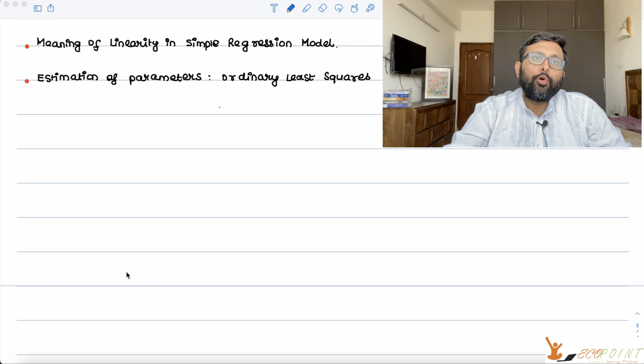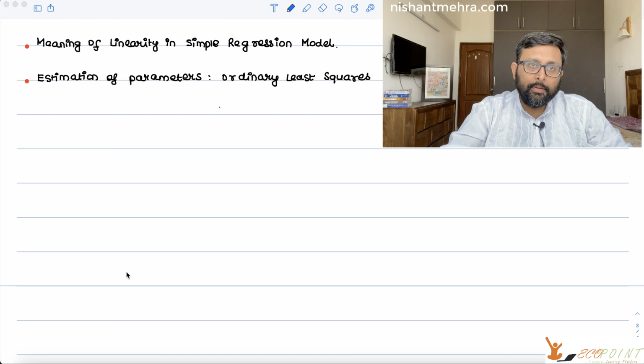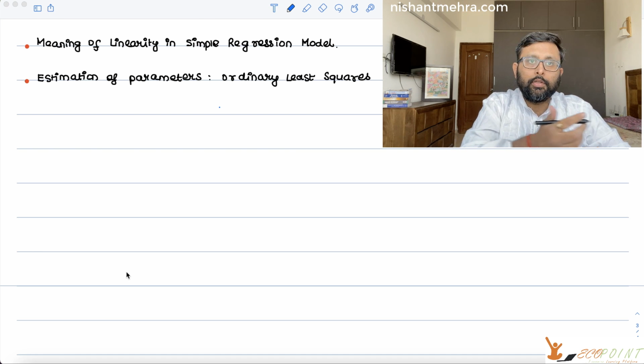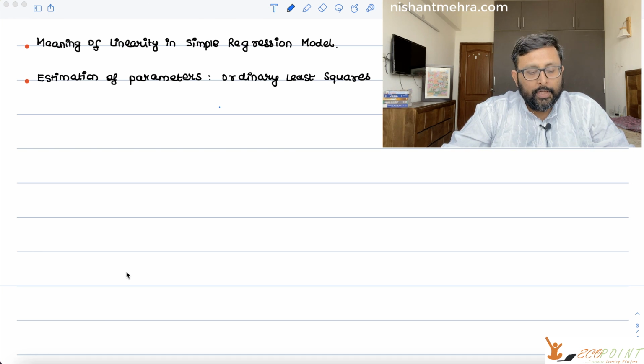We're going to talk about what we mean by linear in a linear regression model. What is the difference between a simple linear regression model and a multiple linear regression model? And what is the way of estimating parameters beta 1 and beta 2 in a linear regression model? We'll use the ordinary least squares method in order to do that.